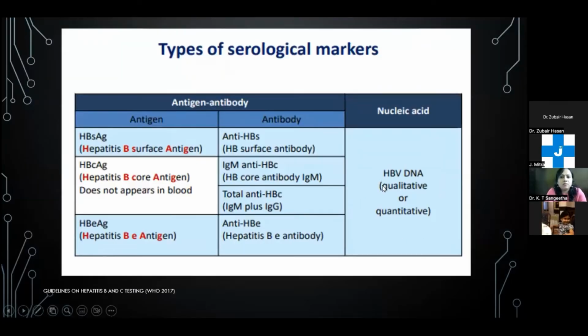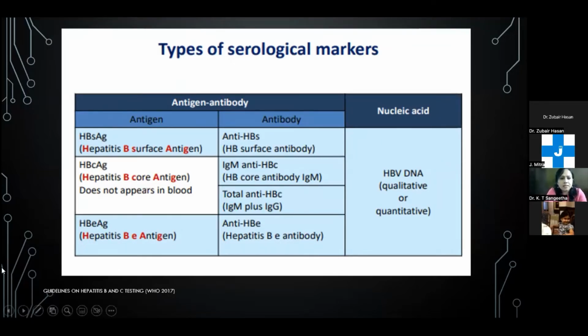Now let's see what are the various markers which are available for hepatitis B testing. We have various antigens, antibodies, and the nucleic acid, the molecular markers. The antigen that we detect is HBs. I have already discussed that it is the surface antigen which is present on the envelope. This is the most commonly used antigen for detecting hepatitis B virus.